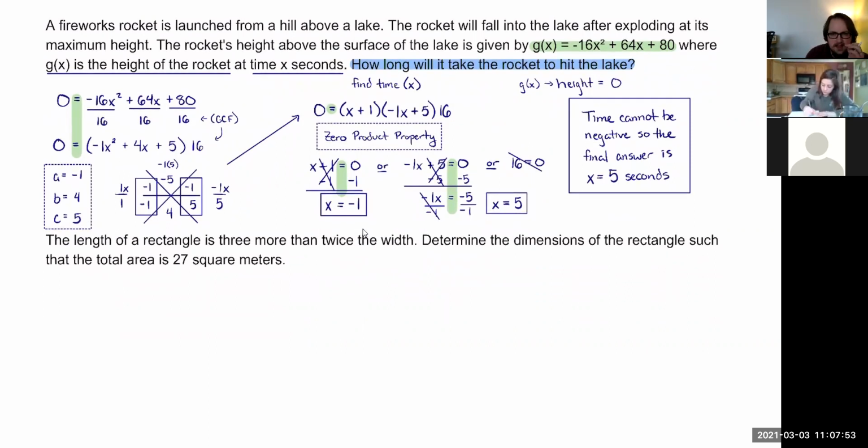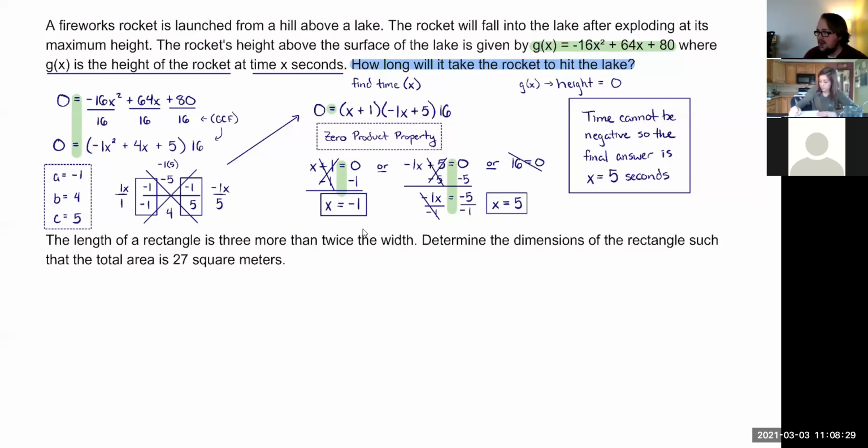Last one here is a little bit more challenging because you'll probably notice, well, one, the prompt is significantly shorter, and two, unlike the one above it, it didn't give us any type of equation or function. All it did was describe to us a situation. And it reads that the length of a rectangle is 3 more than twice the width. Determine the dimensions of the rectangle such that the total area is 27 square meters.